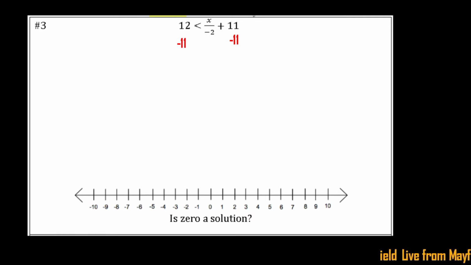On the right side, the 11s cancel out, and we're left with 1 is less than x over negative 2. So now, if it's giving us division, we want to do the inverse, which is multiplication. And so we're going to multiply both sides by that negative 2. So we multiply the left and the right by a negative 2.